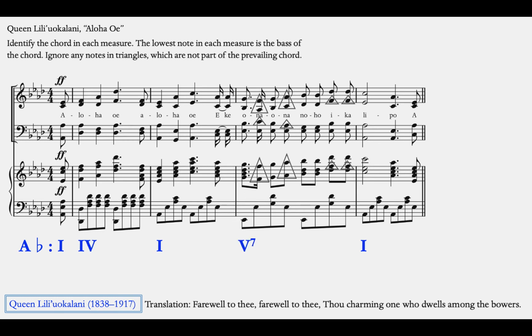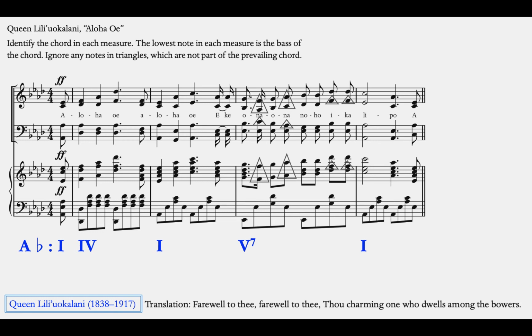So the first full measure is a 4 chord. That would be D flat, F, A flat. That's a major chord, capital 4. And the third full measure, that's a 5-7 chord. There's a bunch of notes in triangles that we're going to ignore, but the main notes are E flat in the bass, G, B flat, D flat.